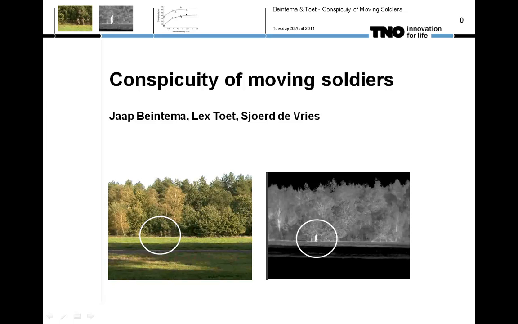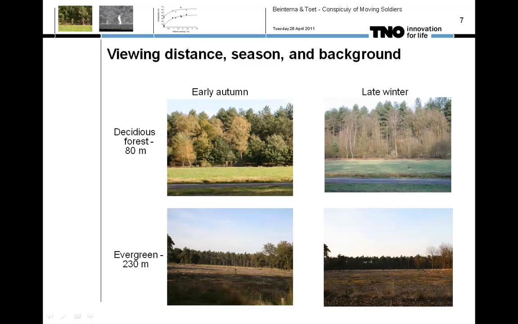The target was a person wearing a Dutch army uniform, with either a woodland or a desert camouflage pattern, who was situated before a forest. The person wore black gloves and covered his head with a dark pantycloth to reduce his visual conspicuity. Conspicuity data were collected for 2 types of scenes: a deciduous forest at 80 meters distance served as the near scene, and a coniferous forest at 230 meters served as the far scene. Data were captured in summer and in late winter respectively.